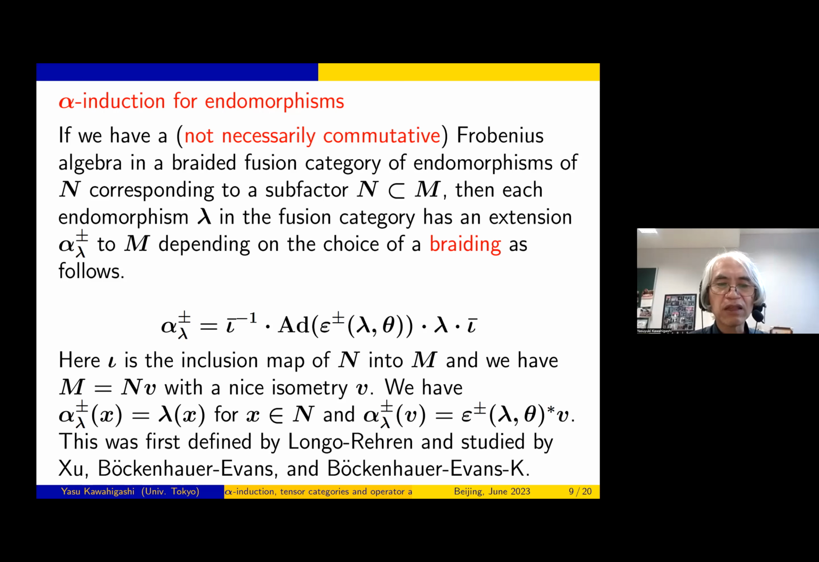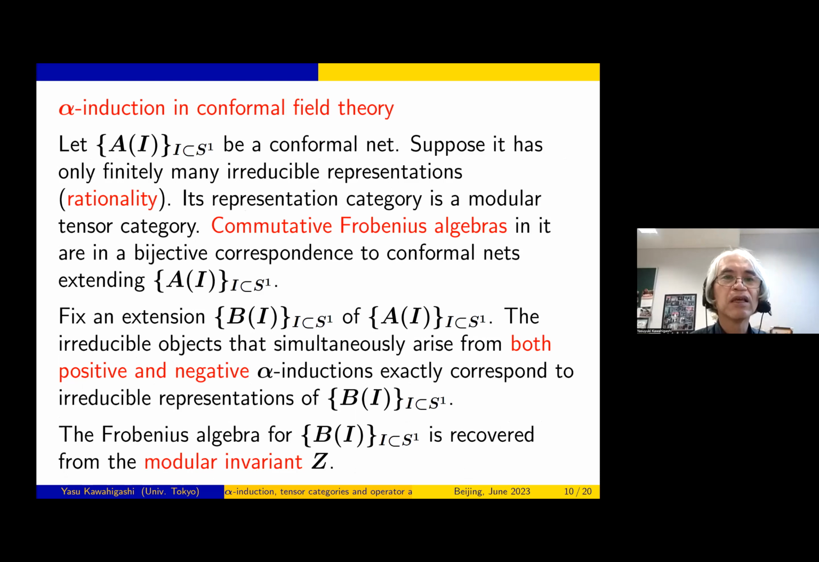This construction was first defined by Longo and Rehren more than 20, maybe 25 years ago, but they basically only gave a definition. More detailed studies were given by Böckenhauer and Evans, and also by Böckenhauer, Evans and myself. After our work, we have a detailed understanding of this induction procedure. So the meaning of alpha induction in conformal field theory is the following.